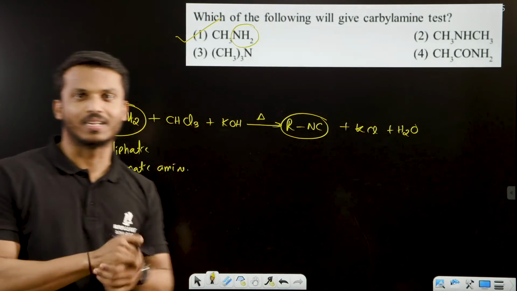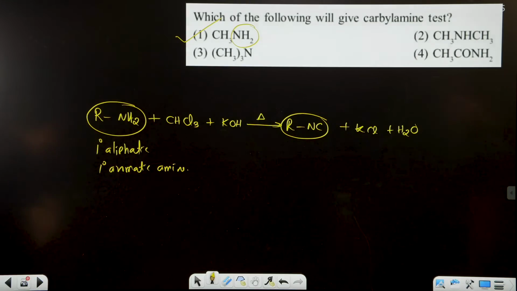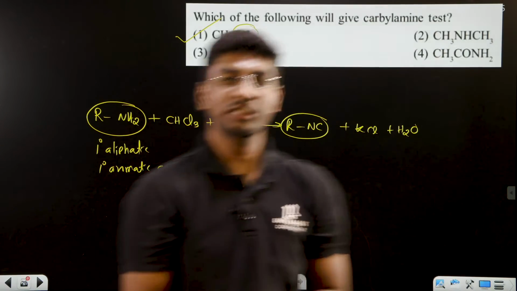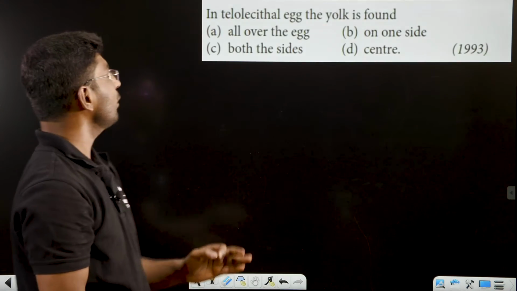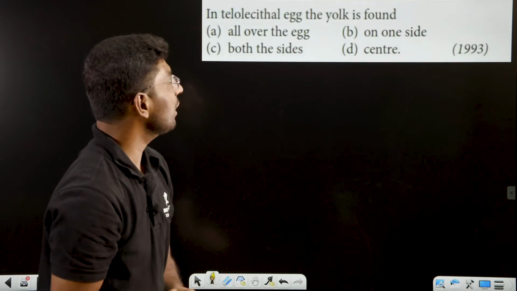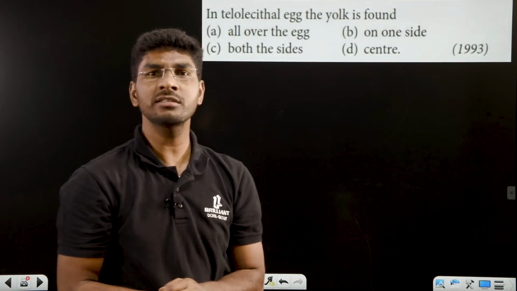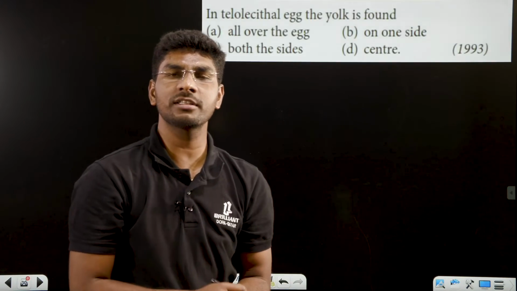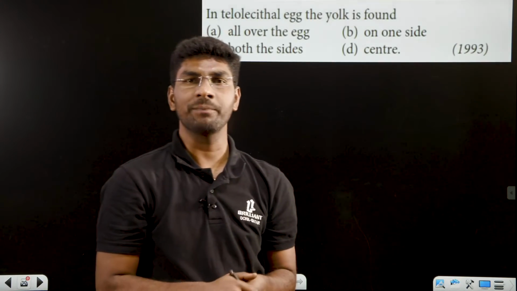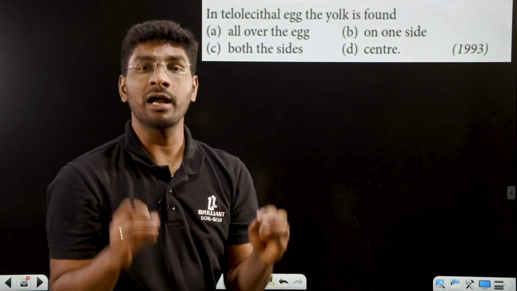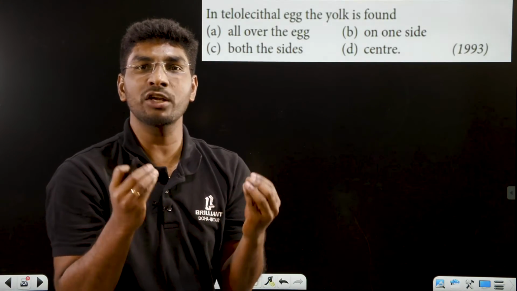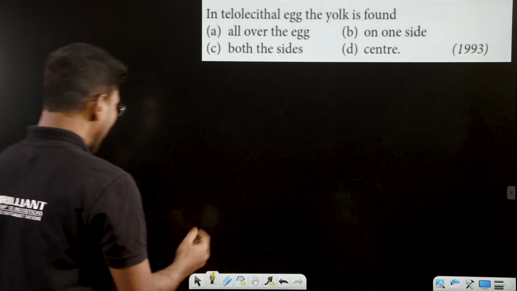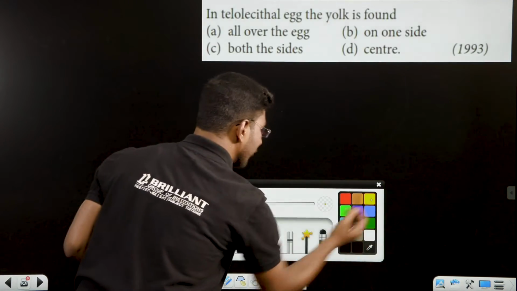Yes, let's go to the last biology question. Look at the next question. I hope you all are enjoying, right? The next question: in telolecithal egg, the yolk is found. Sir, what is this telolecithal, centrolecithal, mesolecithal, hololecithal? All of you keep in mind and write down in your notes the types of eggs based on the yolk distribution. Now, I'm going to explain types of eggs.